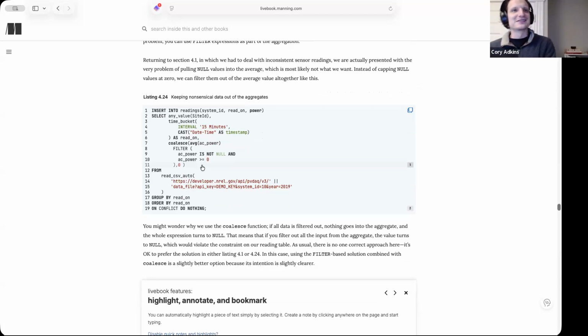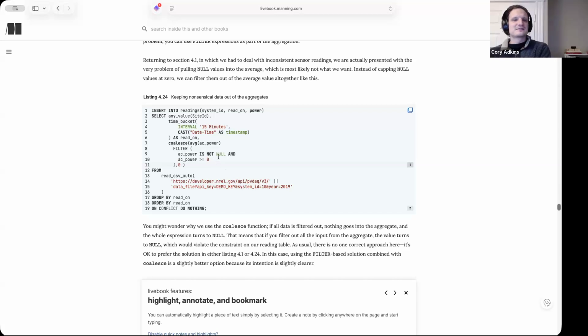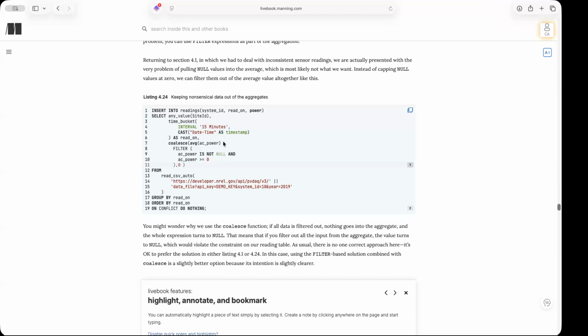I'm sorry, I'm trying to understand the syntax myself. So, obviously this is a condition. The bracket indenting here is just not helpful. But I think the filter removes where AC power is null and where it's less than zero. Yeah, it removes those. And then the coalesce is taking the average, but if you don't have one, use zero.